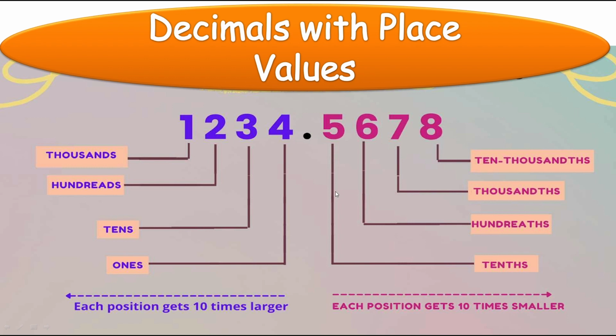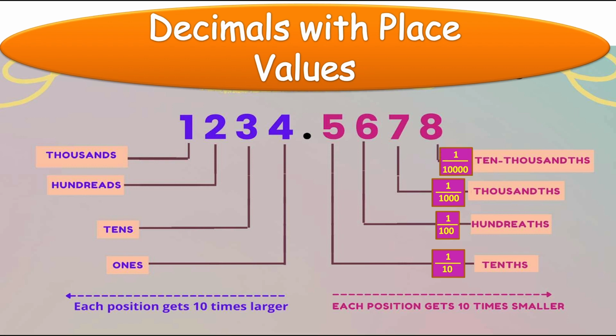5 is present at the tenths place. Why tenths? Because it is placed at the place of 1/10. So we call it the tenths place. 6 is present on the hundredths place because it is 1/100th. Okay, and 7 is present on the thousandths place, and 8 is present on the ten-thousandths place, that is 1/10,000th.